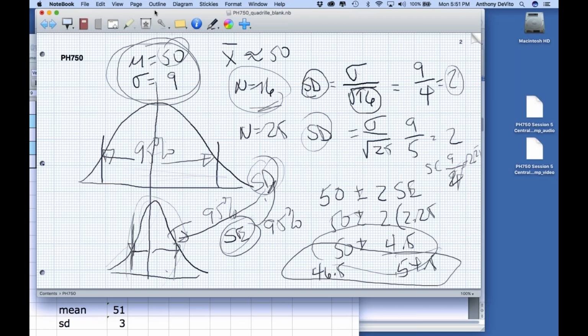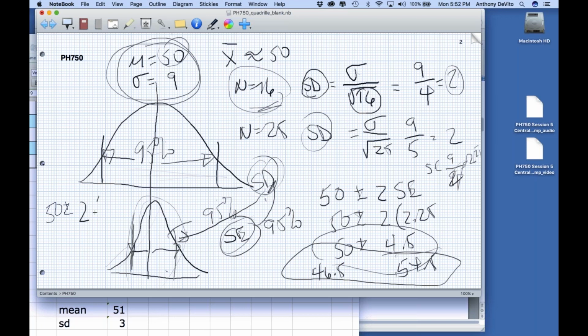You guys tell me, 95% of the time, what would be the range that we would expect it to be in if the sample size were 25? So let's see. Okay, it would be 50 plus or minus this 2, right? 2 standard deviations on both sides.